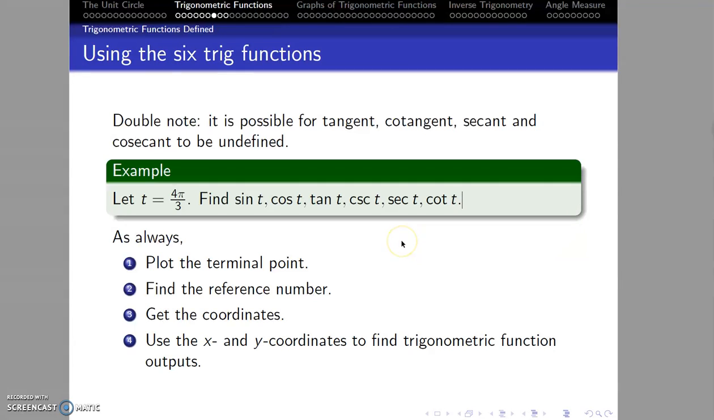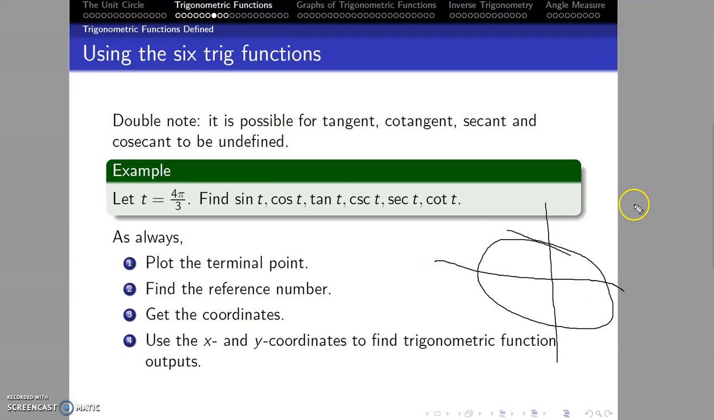So, as before, as we have been doing, let's find our terminal point, find where it is, get the actual coordinates using a reference number to the reference point in the first quadrant, write our new coordinates down, and use those coordinates to find all of our trigonometric outputs. So if I were to be on the unit circle, there's my beautiful circle.